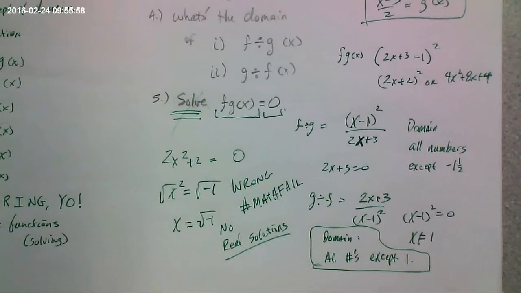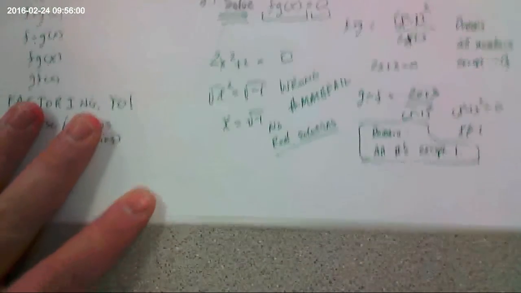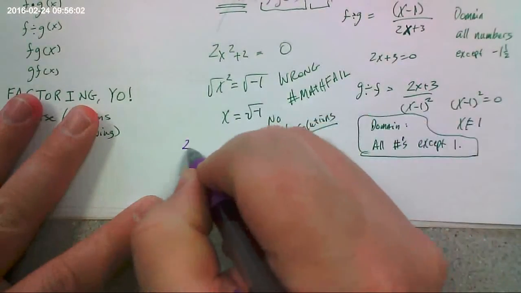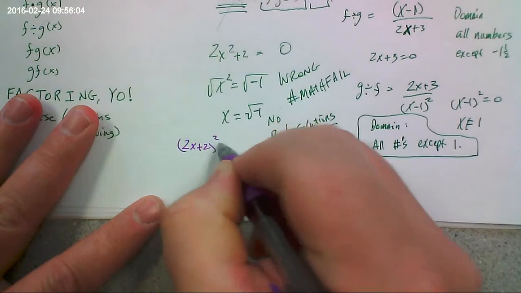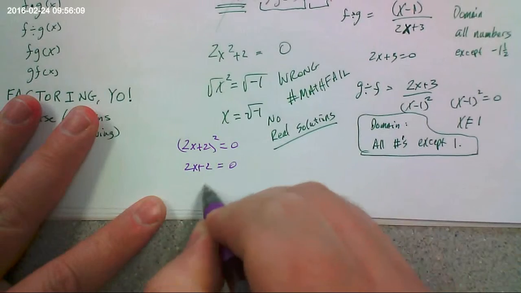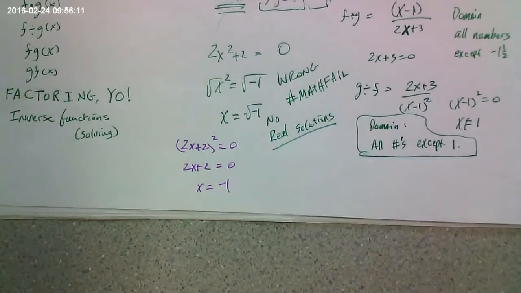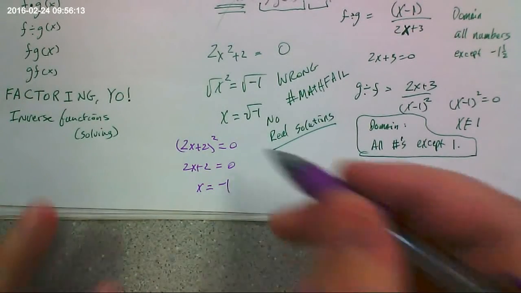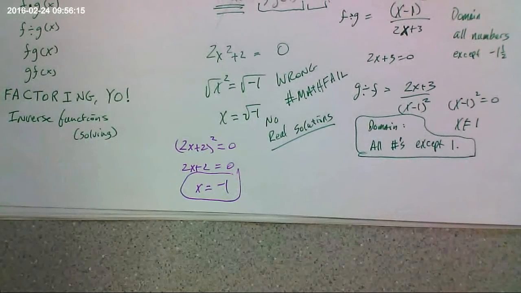Hashtag math fail. Let's do it right. It's actually much easier. (2x plus 2) squared equals 0. Take the square root of both sides. 2x plus 2 equals 0. x equals -1. Yes. How many x-intercepts does this have? 1. What's the vertex?